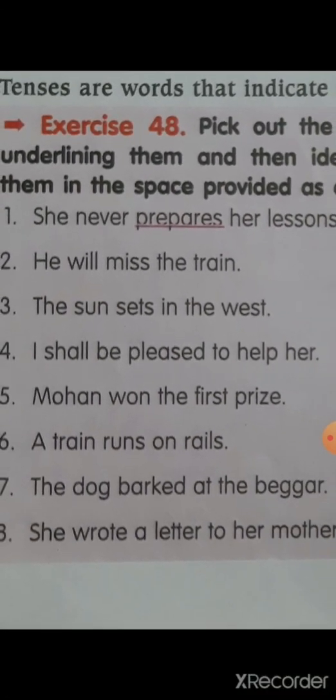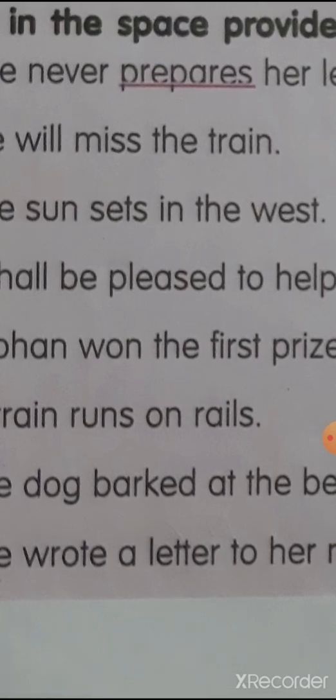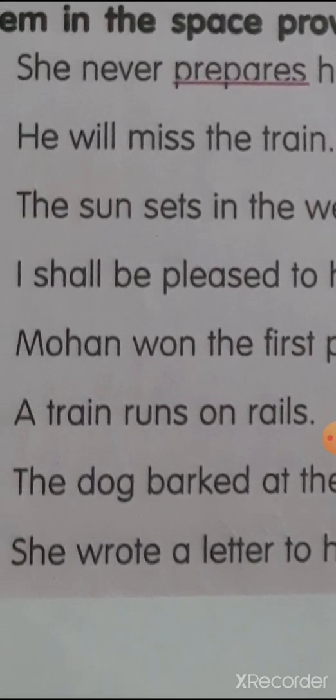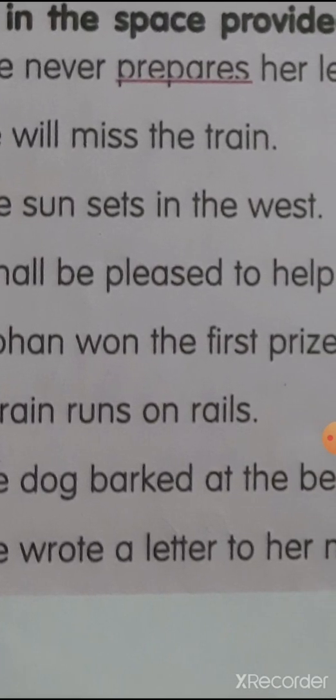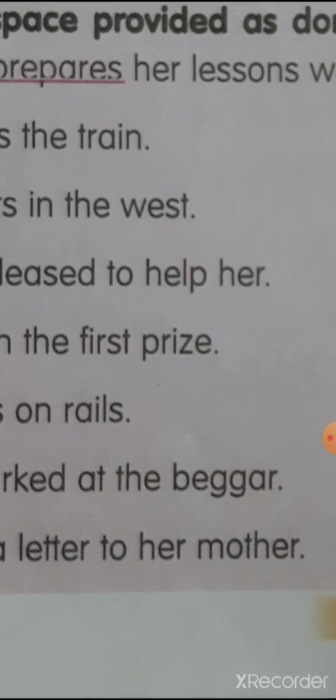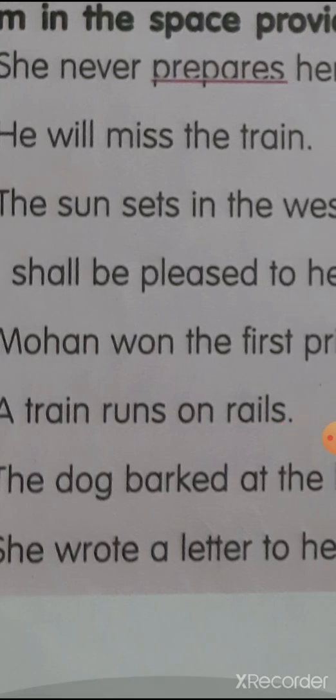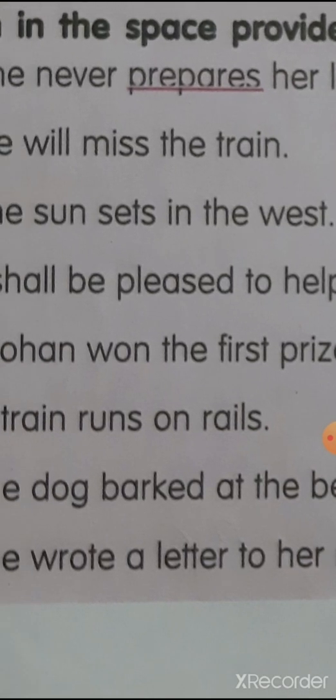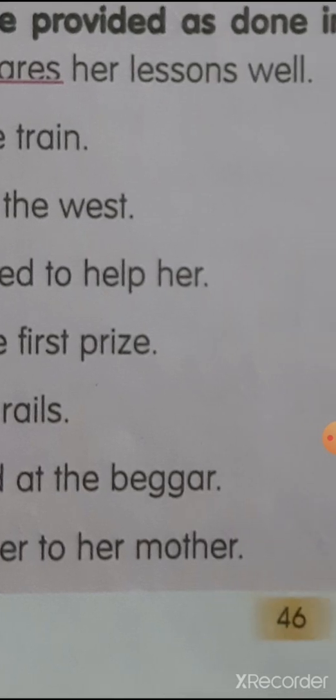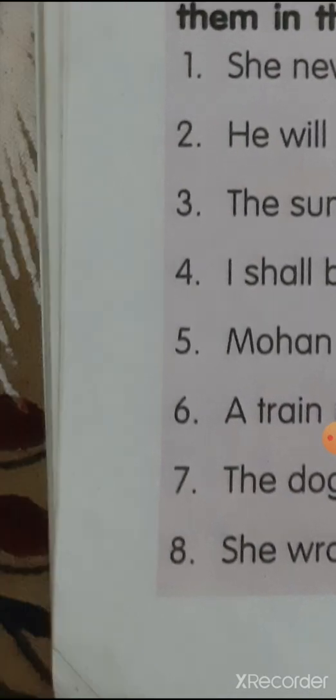The dog barked at the beggar. Barked, children. These are the clue words. See, the ed is there. The past tense. The dog barked. Bhonk raha tha beggar pe, bhikhari pe. So the statement is in past tense. She wrote a letter. It is not write. Wrote a letter to her mother. The statement is in past tense, children.